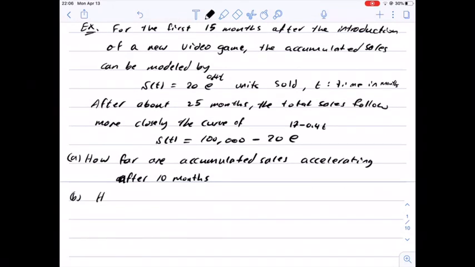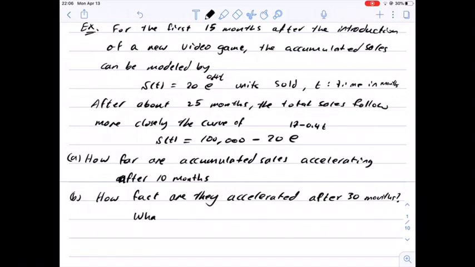And then we ask, how fast are they accelerating after 30 months? Now, what do these numbers mean?